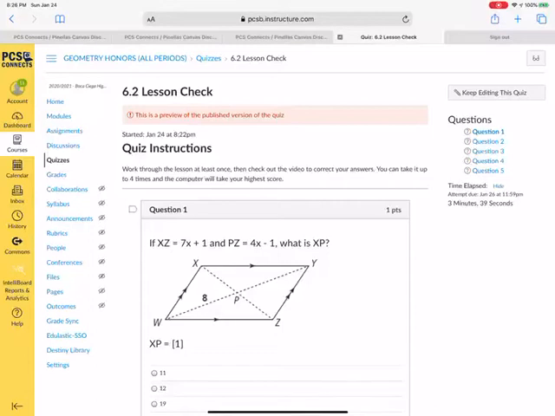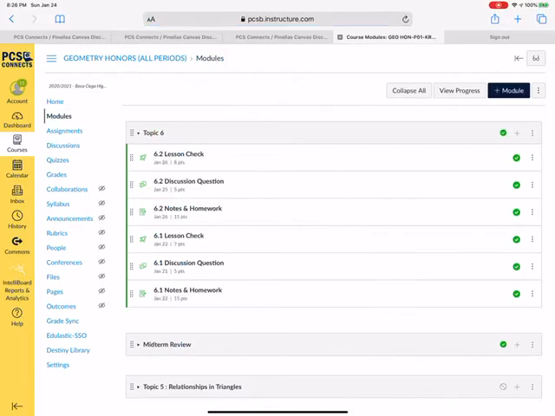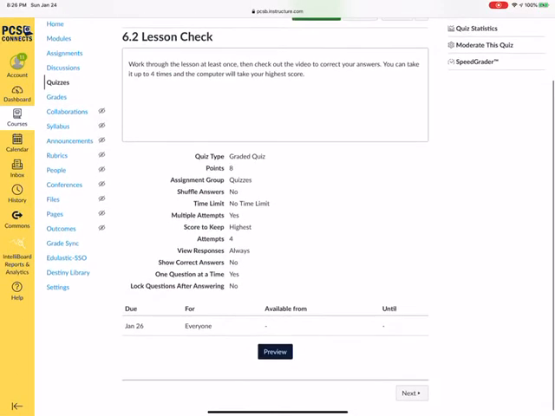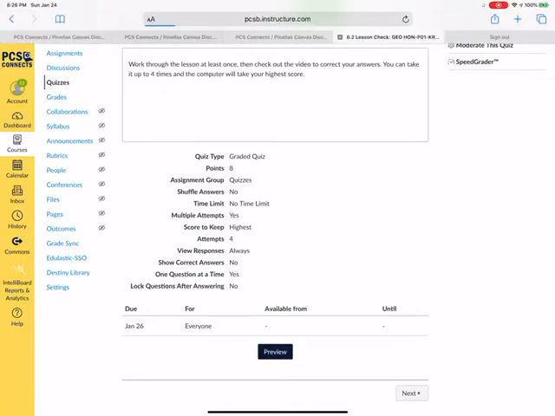Hey guys, we're going to do the 6.2 lesson check. If you go to modules, here it is, 6.2 lesson check. It looks like you can work through these more than once. Again, we do have a test coming up at the end of the week, so make sure you know how to do each of these questions.